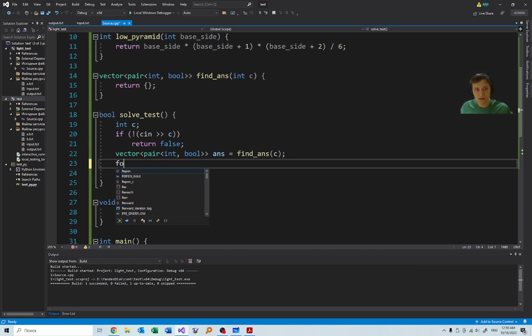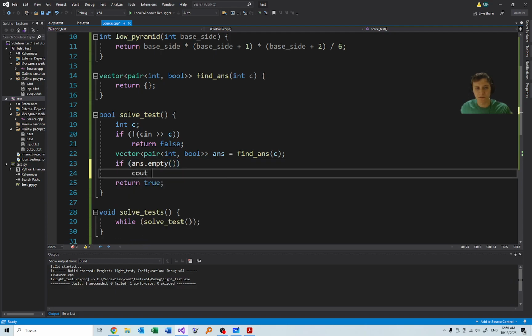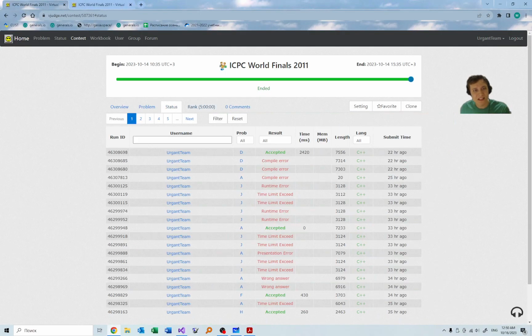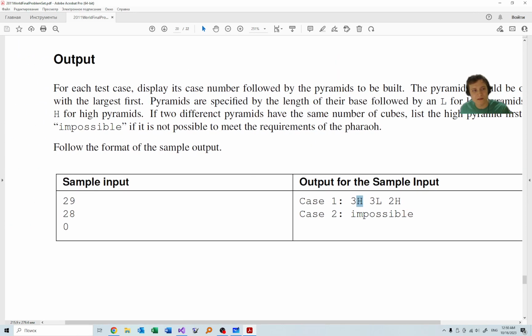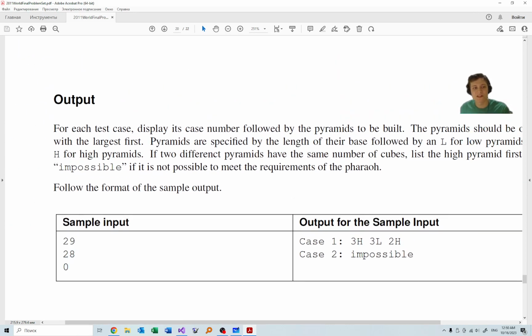Here we will iterate through the ans, but first we need to check if ans is empty. If it is empty, we print impossible. No, I also forgot that I actually need multiple tests here. It is not like what I could do or could not do. This is mandatory in this problem to have multi-tests in several cases.